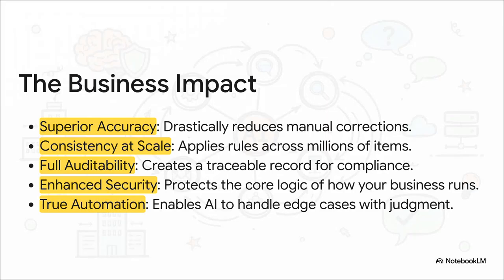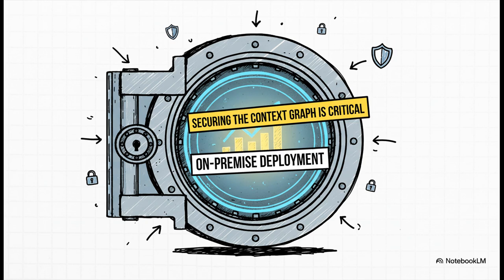And the payoff here is just massive. We're talking about a huge jump in accuracy, which means way less time spent on manual corrections. You can enforce your most complex rules consistently across millions of products or customers. You get a perfect audit trail for every single decision, which is a dream for compliance. This is what lets you move from just experimenting with AI to actually automating core parts of your business with real judgment.